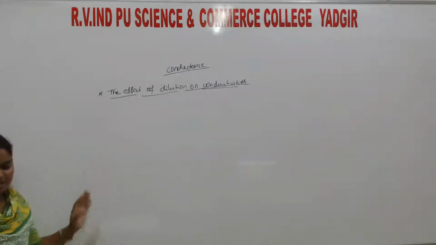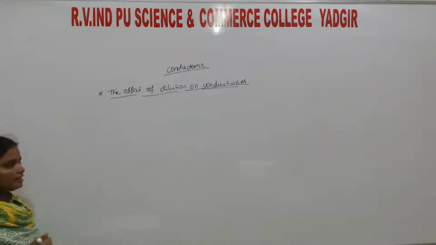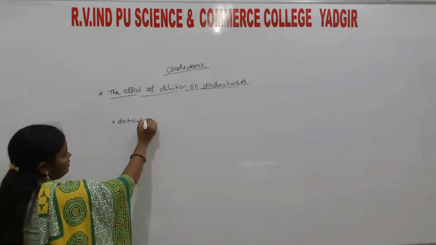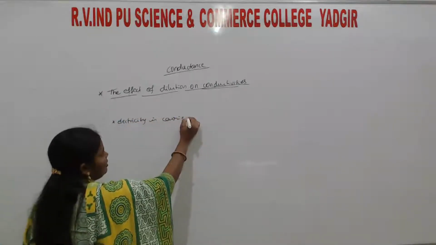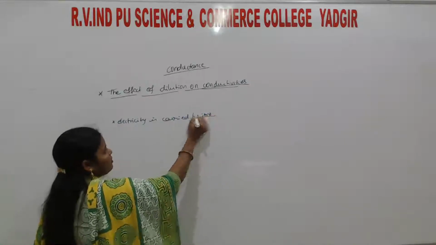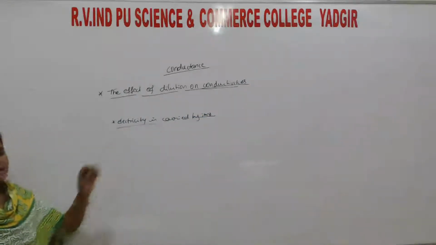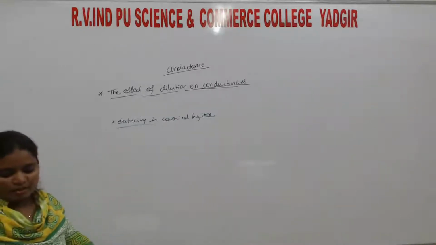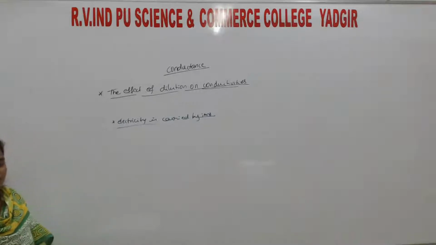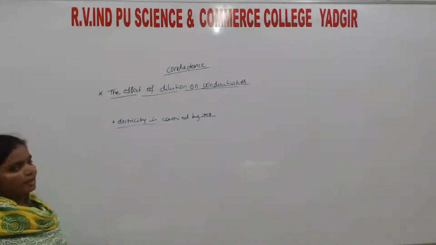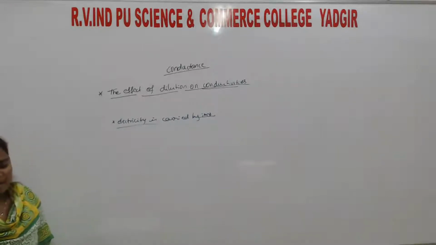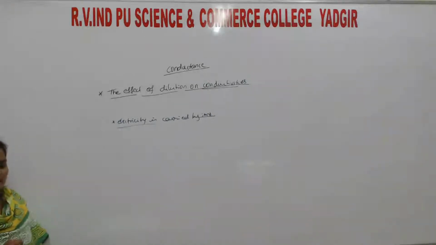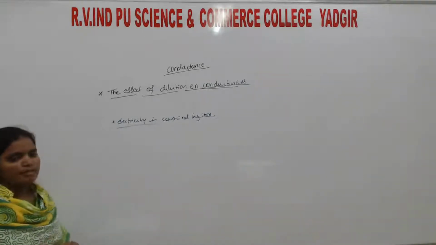Electricity is carried by ions. In the presence of ions, the solution conducts electricity. The conductivity of a solution depends upon the number of ions present in the solution.